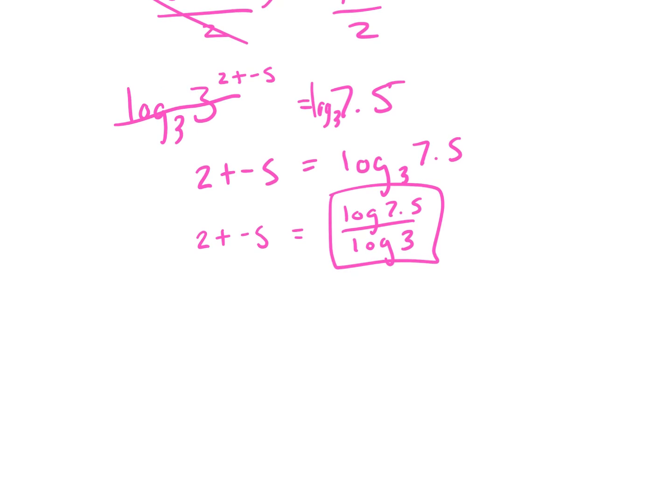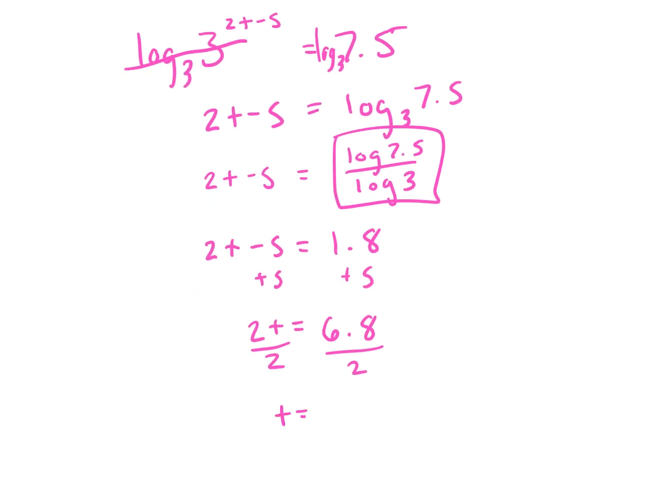1.8? Yes. Awesome. 2t minus 5 is equal to 1.8. What should I do next to solve for t? Add 5. So here it's just basic. We know how to solve for t. So 6.8, then divide by 2. So what's t equal to? 3.4.